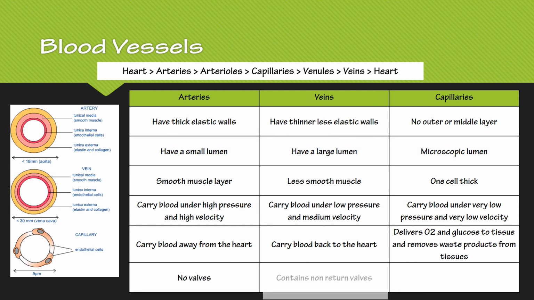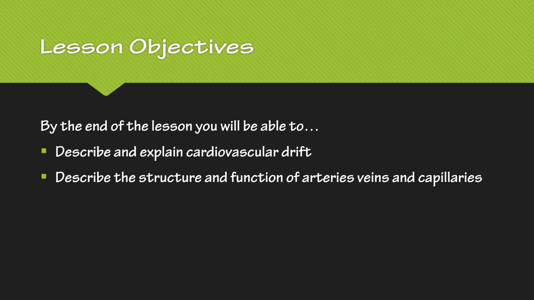And finally, arteries don't have any valves, whereas veins have non-return valves which prevent backflow and keep blood flowing in the right direction. And capillaries don't need these, they have no valves. So we need to know some characteristics of arteries, veins and capillaries, and also the function of what they do and how they relate to each other. Okay, so we've described and explained the cardiovascular drift and also the structure and function of arteries, veins and capillaries.